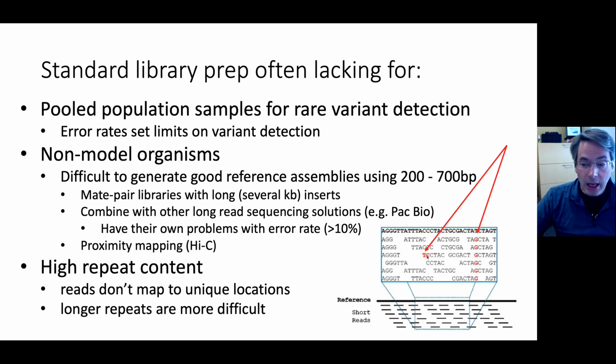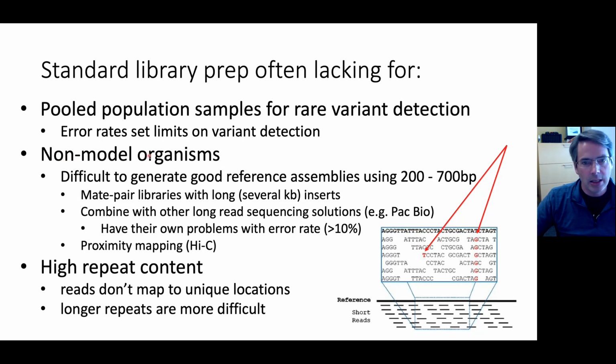If you have pooled DNA from multiple individuals, it becomes very hard to identify those kinds of errors. Because it could be that only one individual in your pool of 50 had the T mutation. And so you can't tell the difference between an error and just a low frequency variant in the population. So that's what we mean by the error rate in the sequencing technology sets limits on variant detection when you have pooled samples, when there are multiple individuals there.